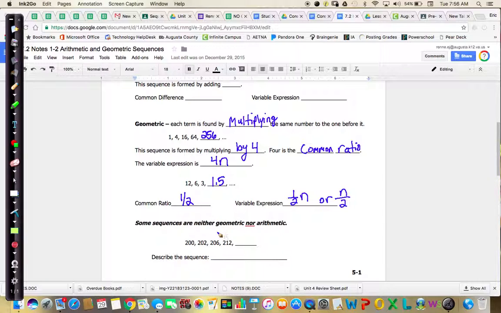Now, to recap geometric, each term is found by multiplying the same number to the one before it. And we said you can multiply by a number, you can multiply by a fraction, you can multiply by negatives.